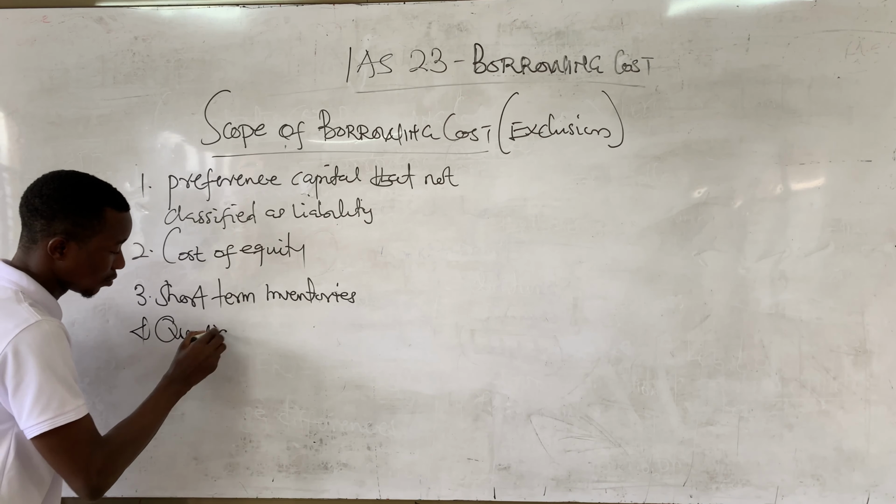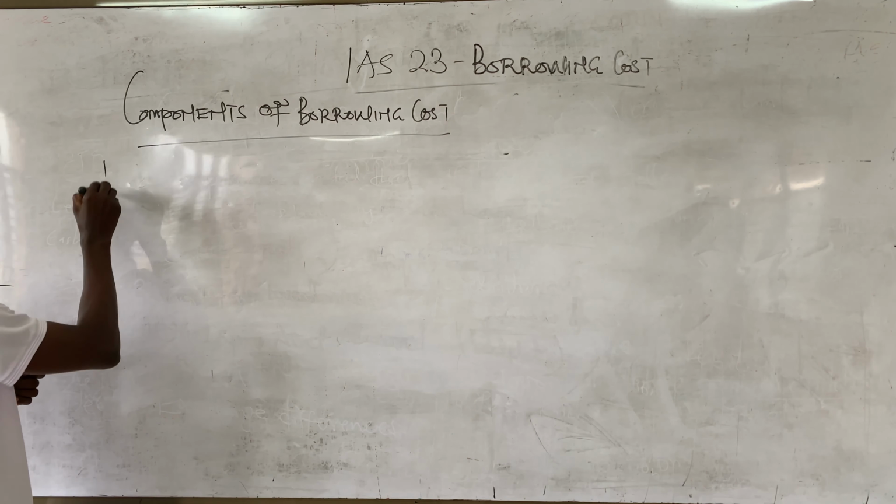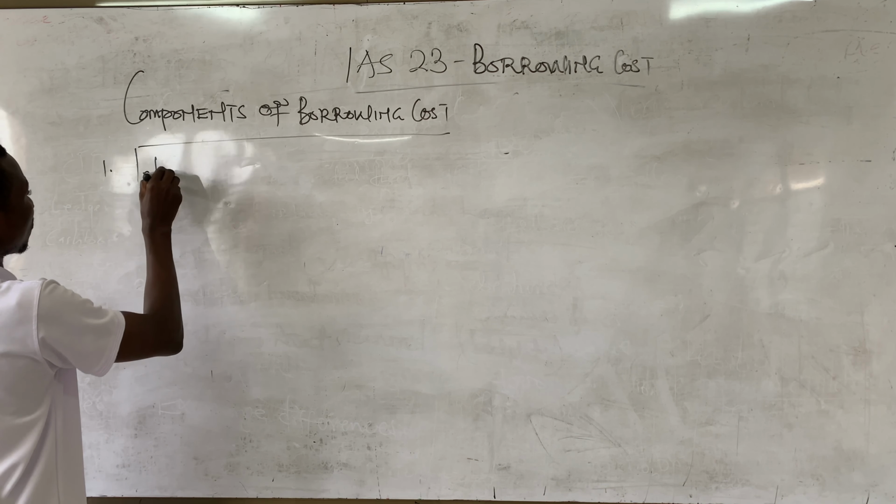So after looking at the exclusions to this standard, let's look at the components of borrowing cost. The first component is interest. That is interest on bank overdrafts, interest on short-term borrowings, and interest on long-term borrowings. That is where a business goes in for a loan at the bank. There will be an interest rate on the loan. So if the loan amount is 10,000 and the interest rate is 10%, then 1,000 is the interest, and this interest forms part of borrowing cost.